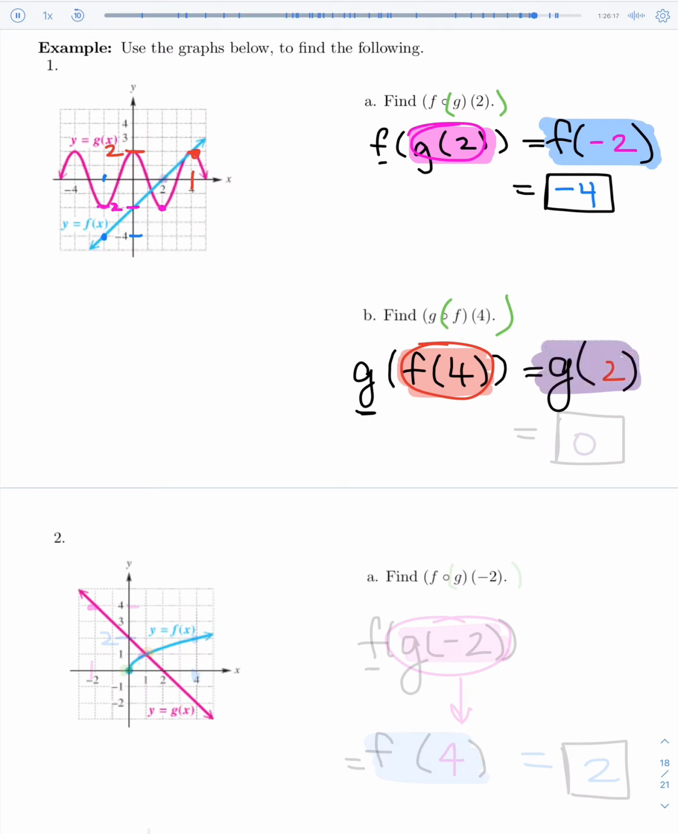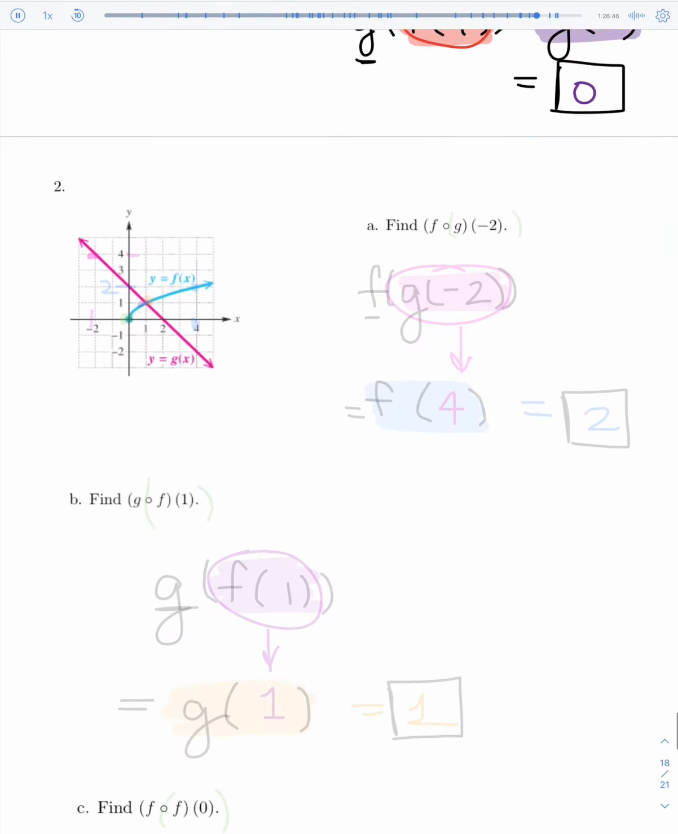G is the blue graph, so that means I'm going to go look for 2 on my blue graph. Well, here's my point on my blue graph at 2, which says that if I plug in 2 to g, I get out 0 for y. And so that's going to be our final answer for this one. When you plug in a 2 to g, you're going to get out 0, and we're done.